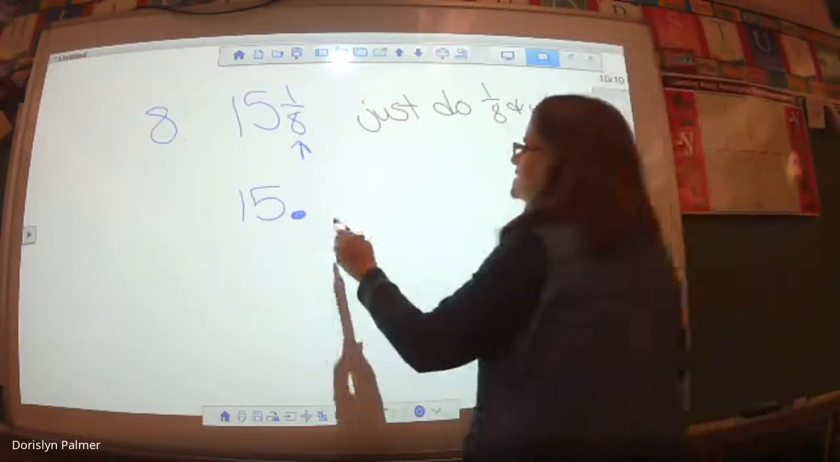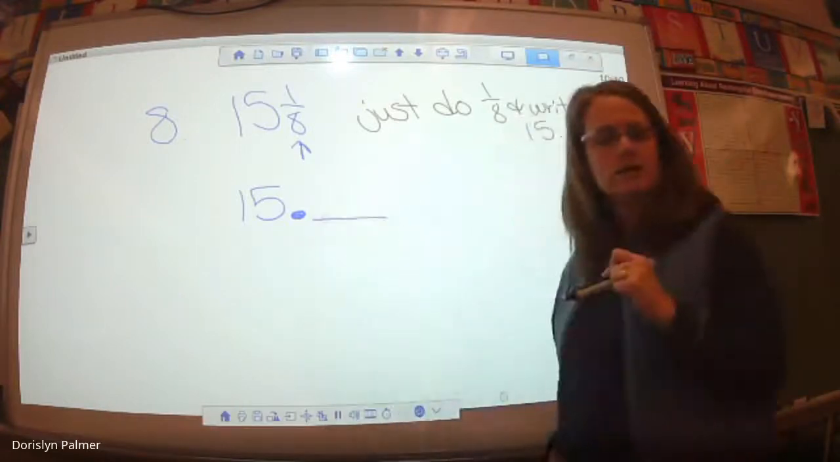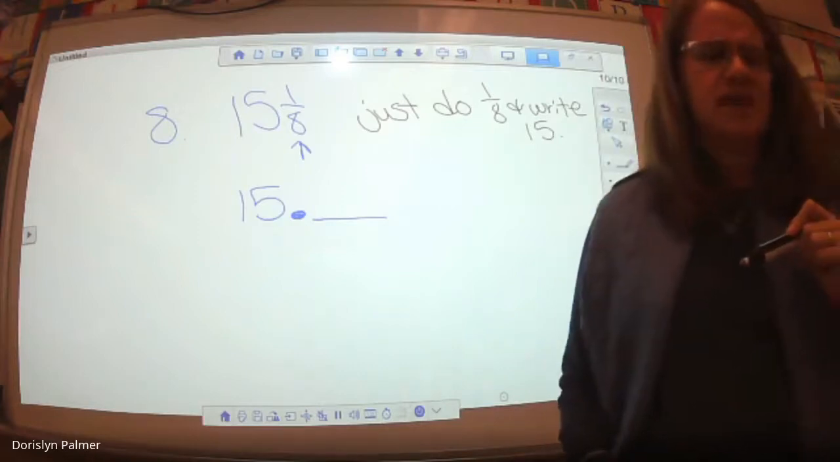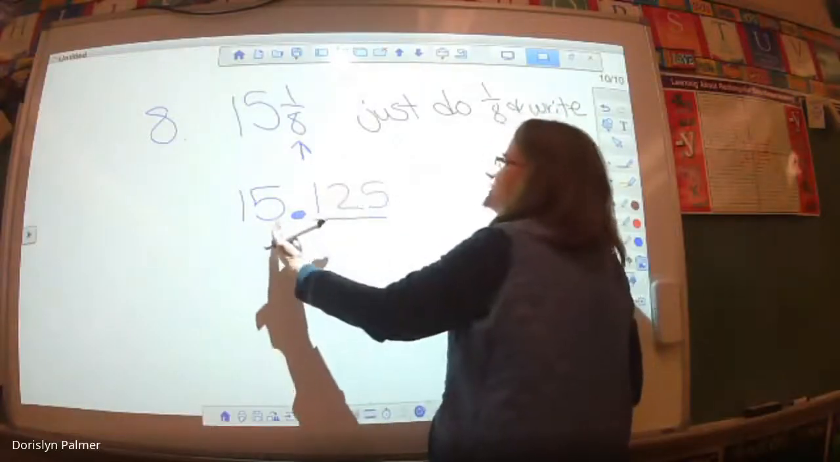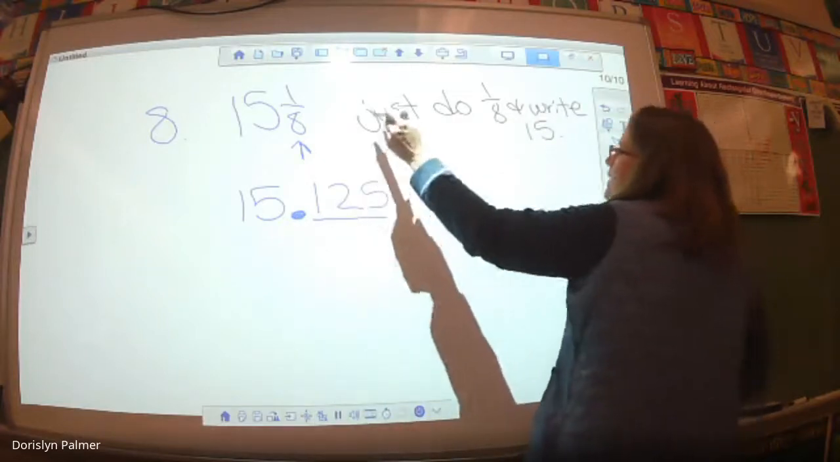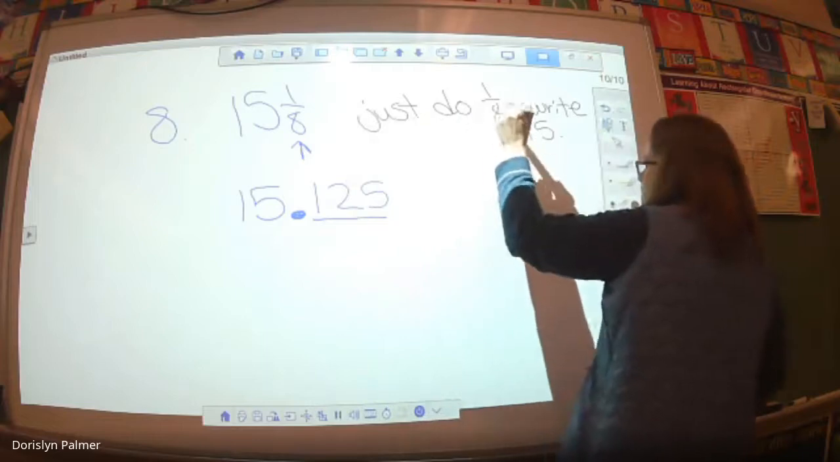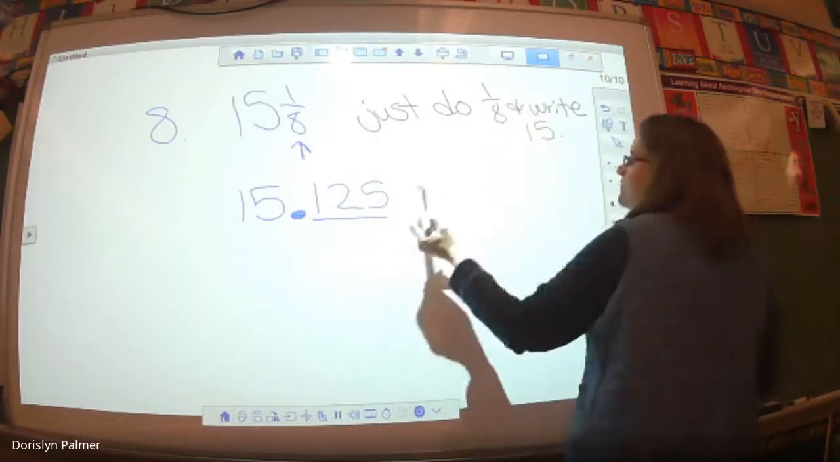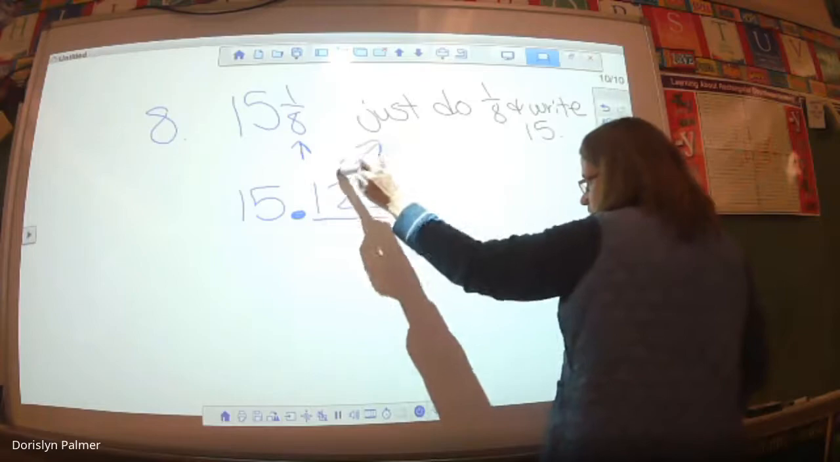Cassie, what should we put for the decimal part? You're muted, Cassie. There you go. Sorry. For the decimal part, we can put 0.125. Yeah, and we already have the 15, so we won't put the 0. We'll just say 15.125. So for number 8, you have to say this. Just do 1 divided by 8 and write the 15. Okay, write all of this down, both of these things. I did.